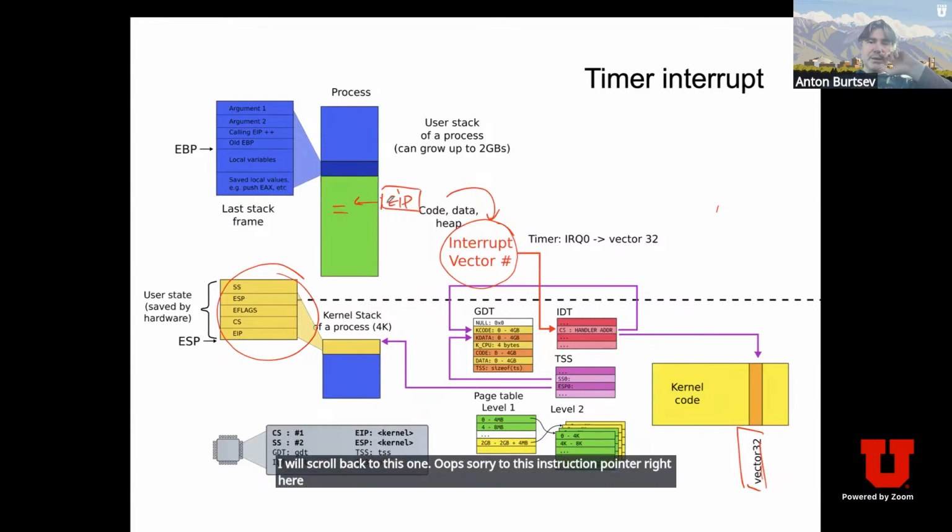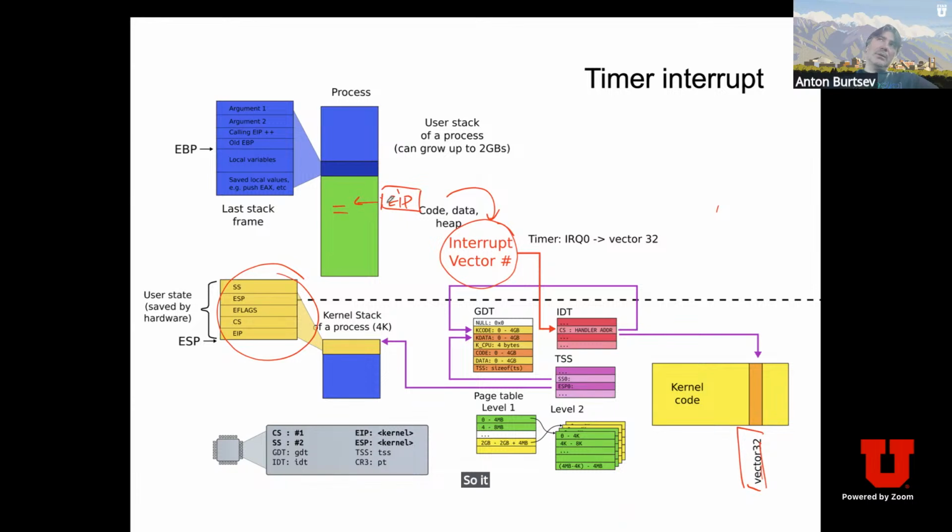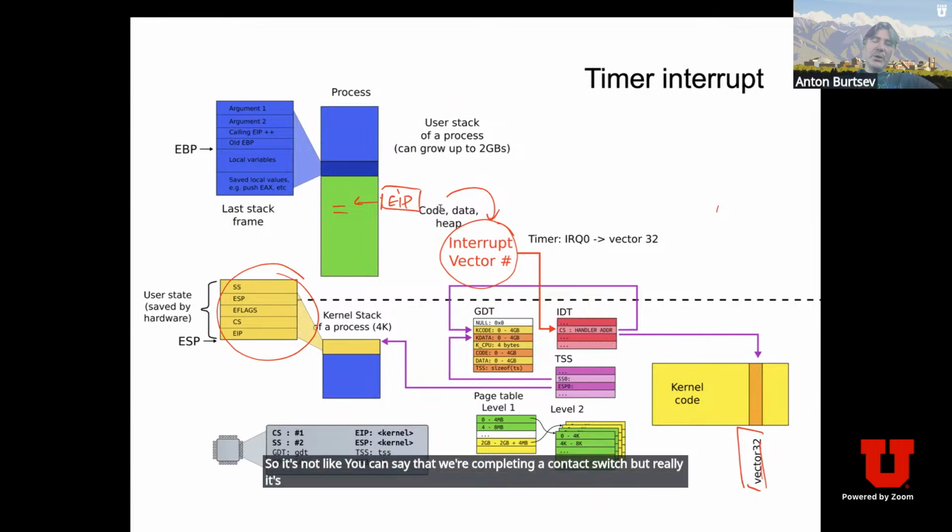Does it make sense? So you can't really say that we're completing a context switch, but really it's not completing a switch to a new process. We just return to the old process. It restores the state of the old process. Does it make sense?